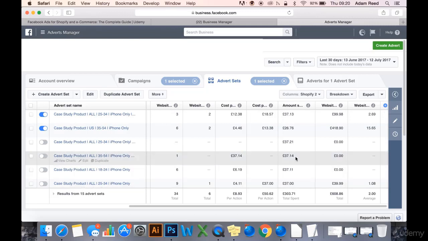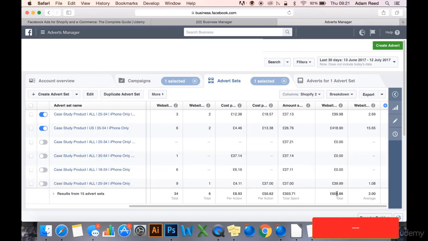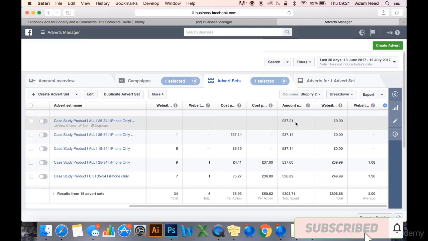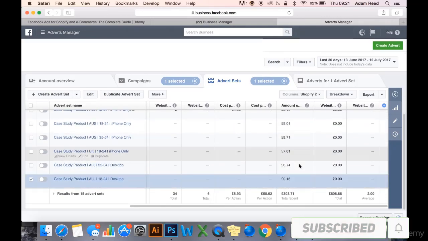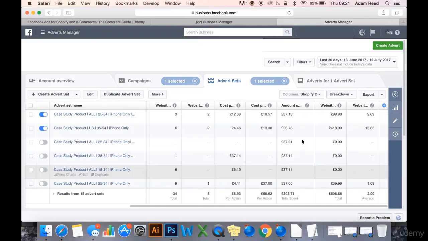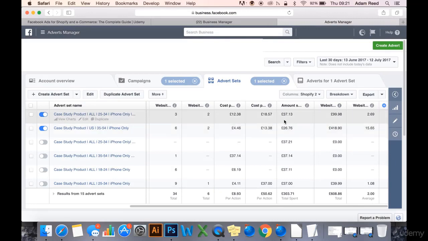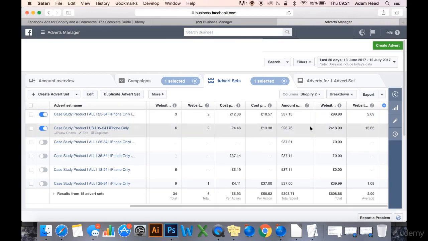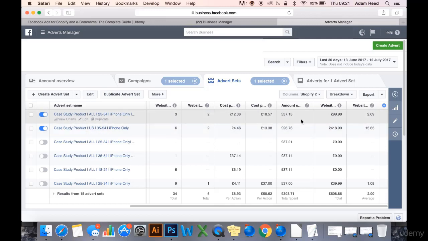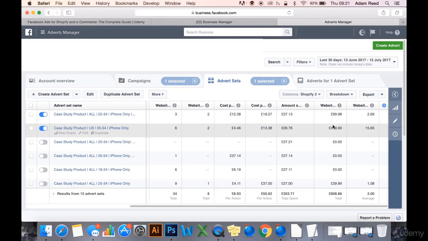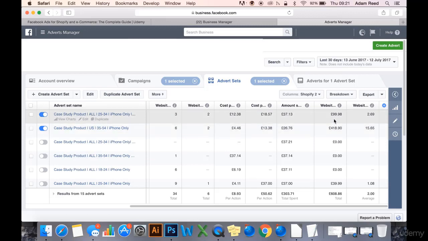But right now, we're running at a very good profit. £300 spent for 600 made, and that is even taking into account all of these ad sets that we used for testing that we lost a lot of money on. And actually, if we look at these ad sets that we're going to carry on running, about £65 spent for £500 made, which is really, really good.